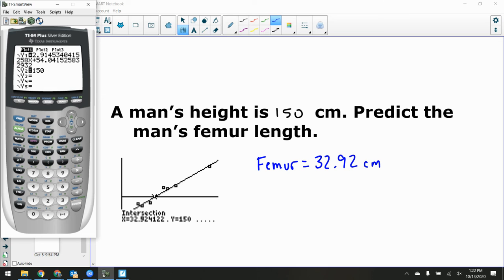Now, what does the last question tell us? Find the man's height. Man's femur is how long? 49 centimeters. Okay, so if I want to know what the height is, if the femur is 49, like somehow we found a femur with no person. It's 49 centimeters. Let's figure out how tall this person was. Second, calculate a value of 49.